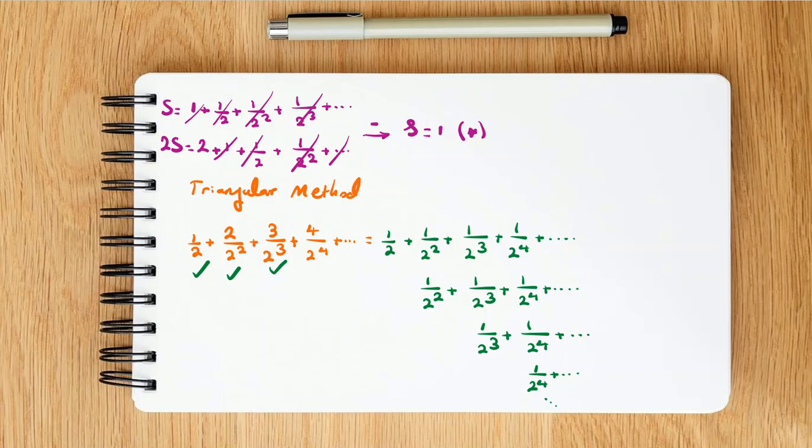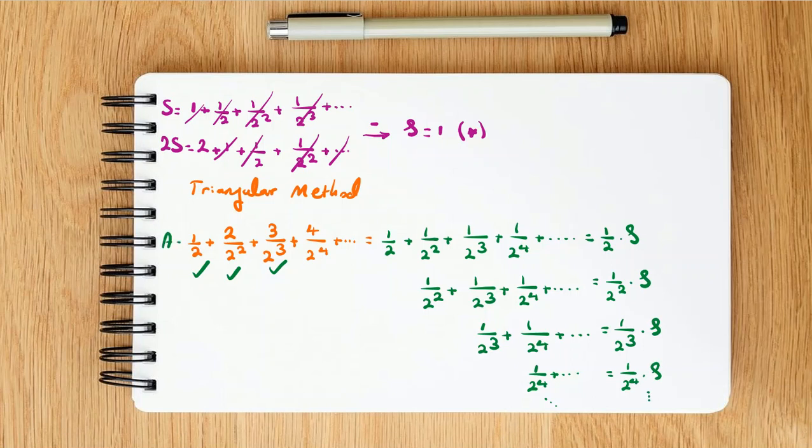So the first line is what? If you factor out 1/2, it is exactly 1/2 times S, because it will be 1 + 1/2 + 1/2² and so on, so it will be 1/2 times S. The next one, if you factor out 1/2², is 1/2² times S. The next one will be 1/2³ times S. The next one is 1/2⁴ times S, and so on.